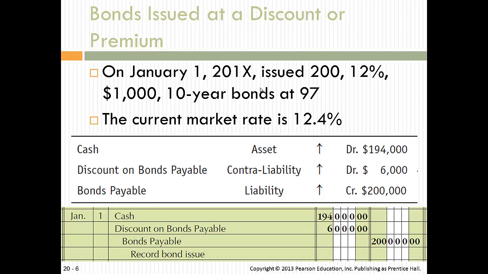Finally, we record the bond liability itself with a credit. The bond liability is for the face value of the bonds because regardless of what the bonds are sold for, the face value of the bonds is paid to the bondholder on the maturity date.